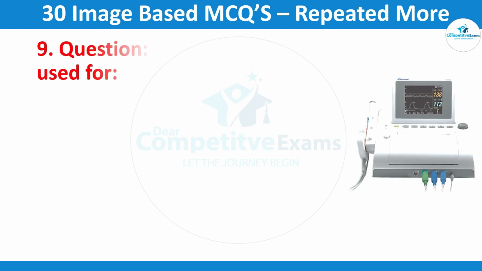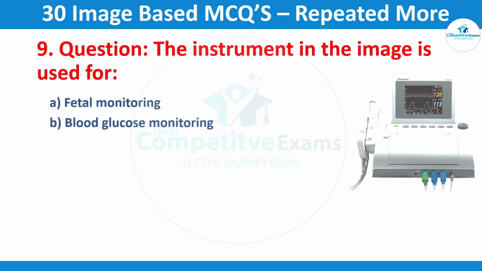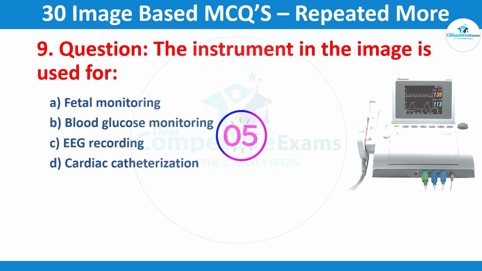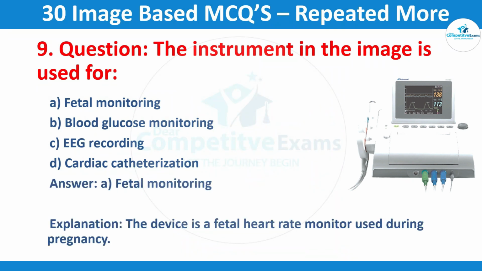Question number 9. The instrument in the image is used for. Options: fetal monitoring, blood glucose monitoring, EEG recording, or cardiac catheterization. Correct answer: fetal monitoring. The device is a fetal heart rate monitor used during pregnancy.